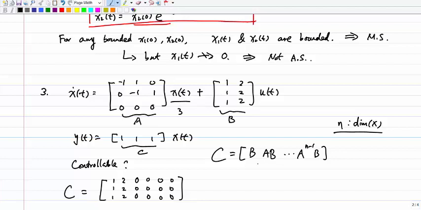Okay, so for this case, the controllability matrix is just equal to B, AB, A^(n-1)B. N is 3 for this case, so it's 3 minus 1, which is 2, right? So B, AB, A squared B, so we only have these 3, okay?